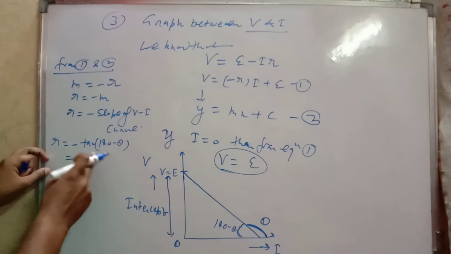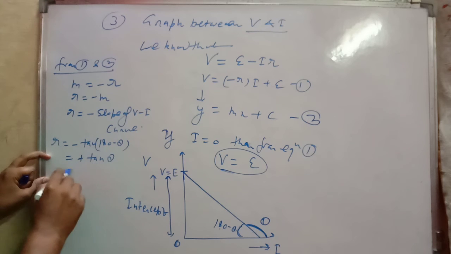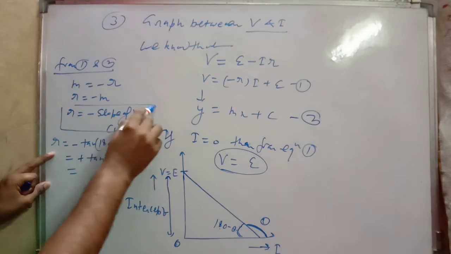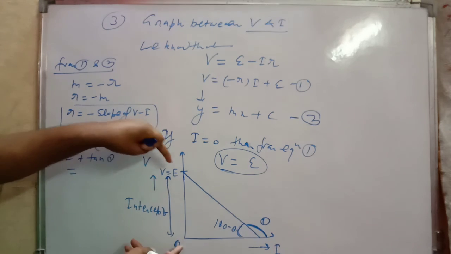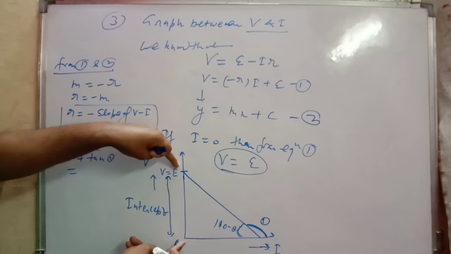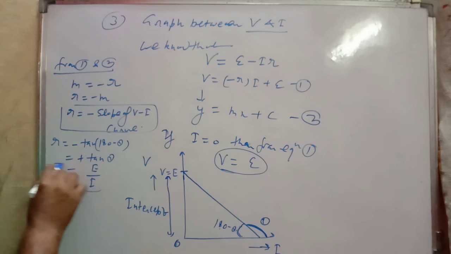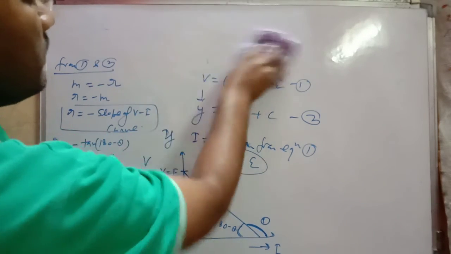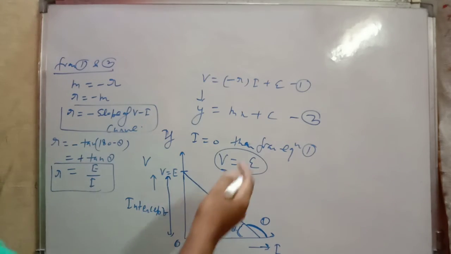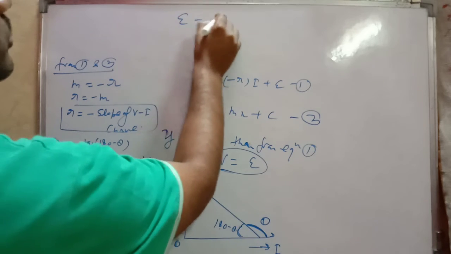So minus r is equal to minus tan 180 minus theta. Tan 180 minus theta gives minus tan theta. That means this became tan theta, that means perpendicular divided by base. What is the perpendicular? The perpendicular value is the EMF and the base is the current. That means here E by I. And again from 1 and 2 it is found that intercept C is equal to E. Yeah, E is equal to C.